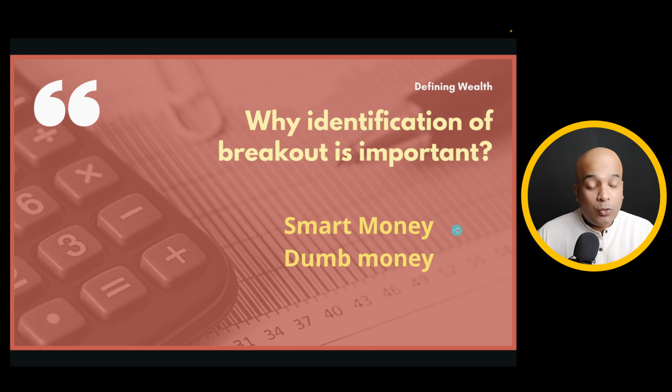So there are two types of money in the market. One is smart money, another one is dumb money. Smart money will decide how the price moves, in which direction and with how much magnitude. Whereas dumb money tries to push the price, but it always fails to make money for the people actually.